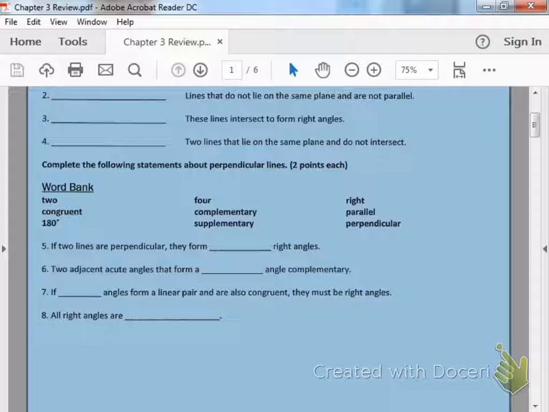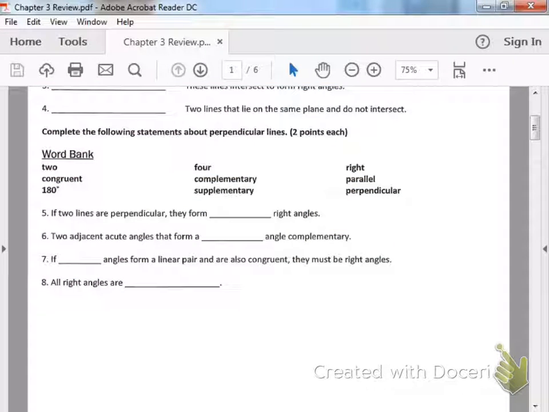All right, down at the bottom, it says if two lines are perpendicular, they form how many right angles? 4, very good. Two adjacent acute angles that form a blank angle are complementary. Complementary is 90, so what angle would they have to form? A right angle, good. Number 7, if blank angles form a linear pair and are also congruent, then they have to be right angles. 2. And then all right angles are congruent. I'll leave that up there for a second. Let me know if you guys have any questions.